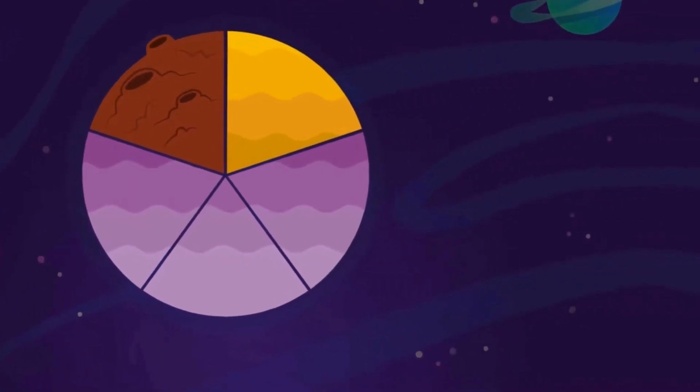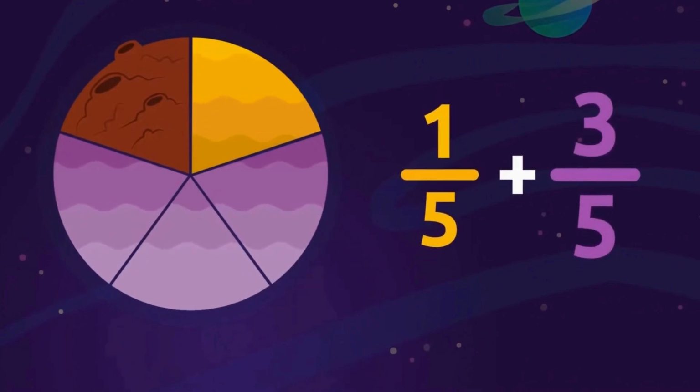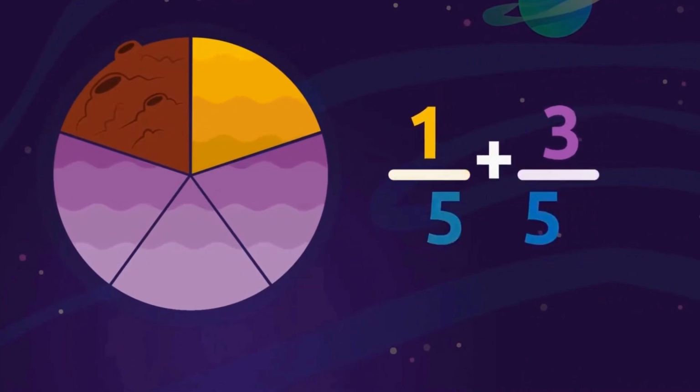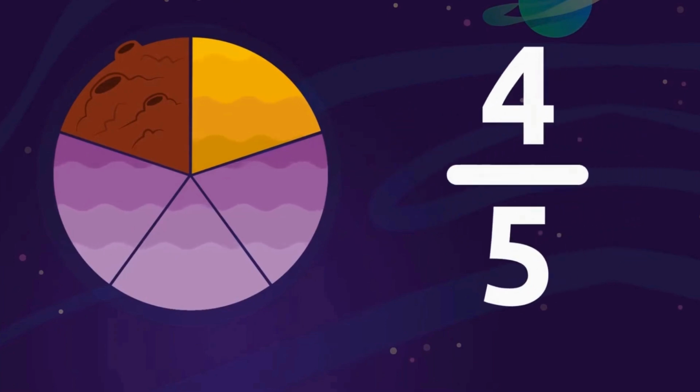To find out, we'll need to add the fractions 1 over 5 plus 3 over 5. First, in the result, we'll leave the common denominator, and then we'll add the numerators 1 plus 3, which equals 4. The result will be that 4/5 of the land of the planet are covered with water.